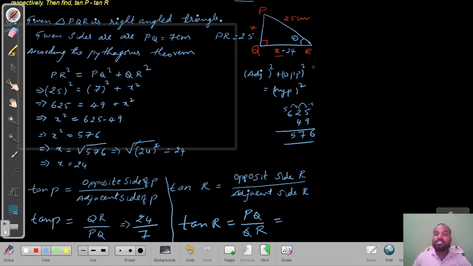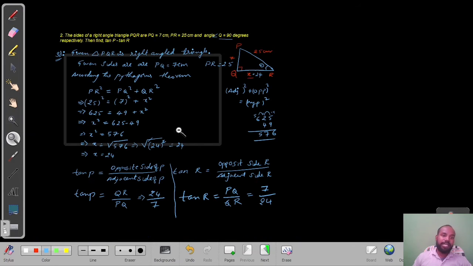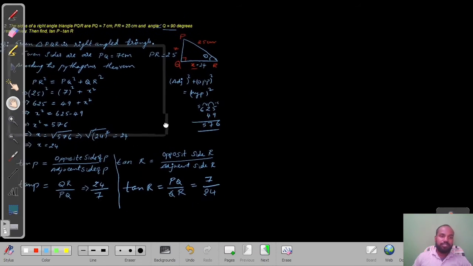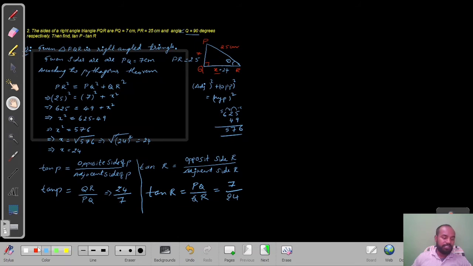Now what is the PQ value here? PQ value is given as 7. And what is the QR value we got? That is 24. So we got the two values, tan P and tan R. Now let us do the simplification. We have to do tan P minus tan R, right? Yes, we will find it.